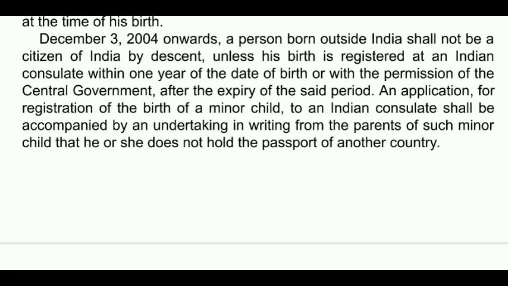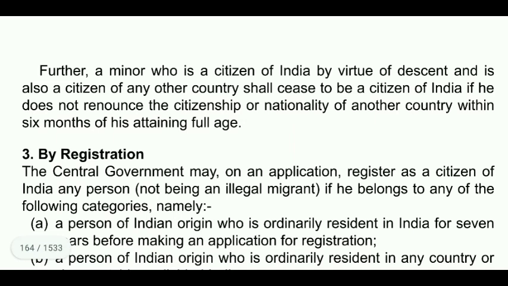An application for registration of the birth of a minor child to an Indian consulate shall be accompanied by an undertaking in writing from the parents of such minor child that he or she does not hold the passport of another country. Further, a minor who is a citizen of India by virtue of descent and is also a citizen of any other country shall cease to be a citizen of India if he does not renounce the citizenship or nationality of another country within 6 months of his attaining full age.